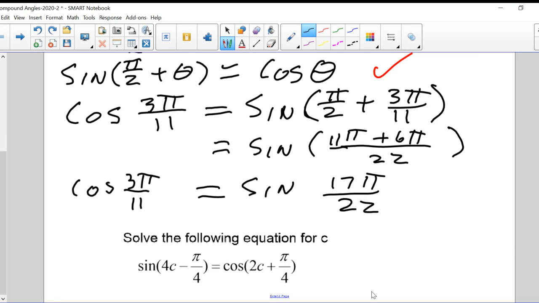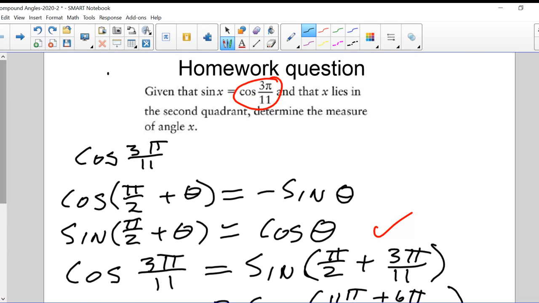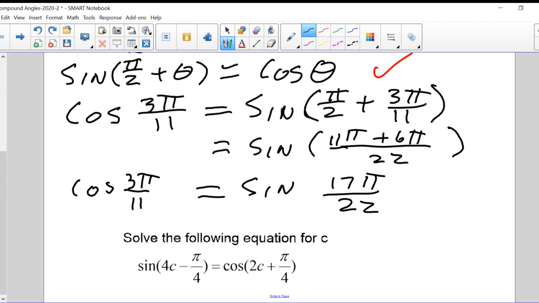Okay, Brandon says yes, good. Where's everybody else? Okay, perfect. Let's go back to the question. The question says that the sine of x is equal to the cosine of 3 pi over 11. And here's what we found out: the cosine of 3 pi over 11 is the sine of 17 pi over 22.